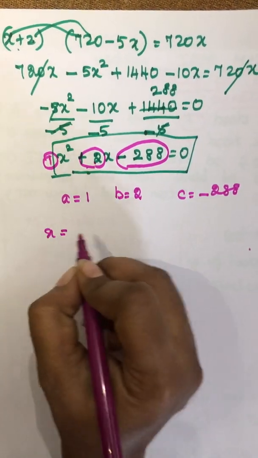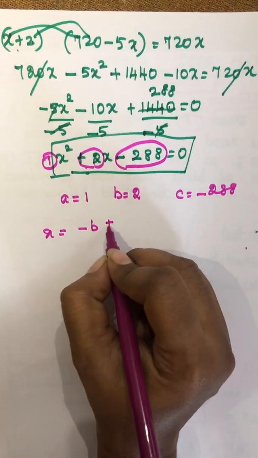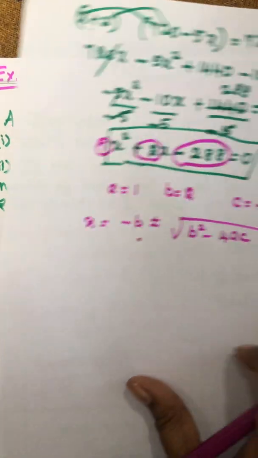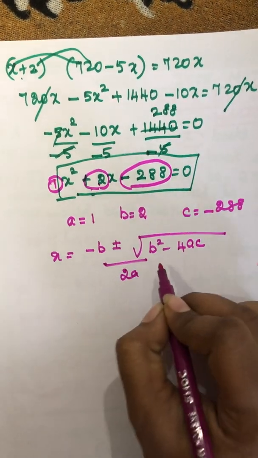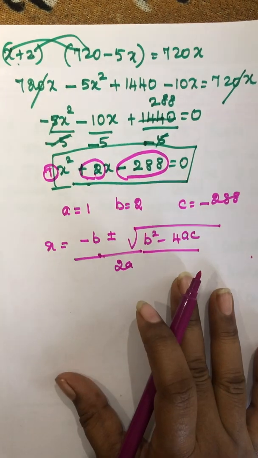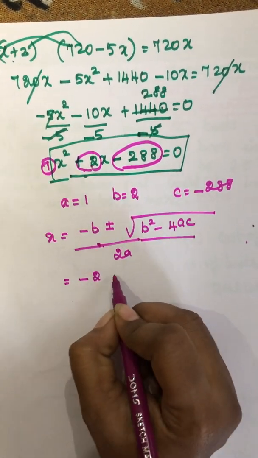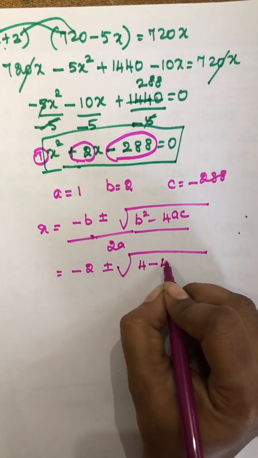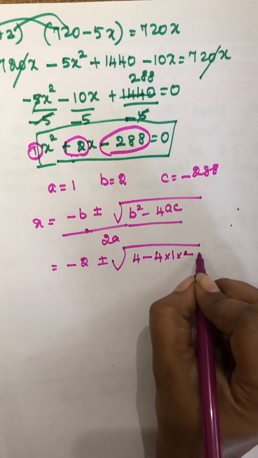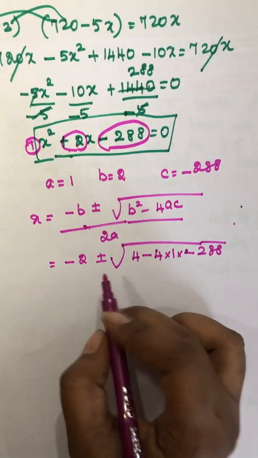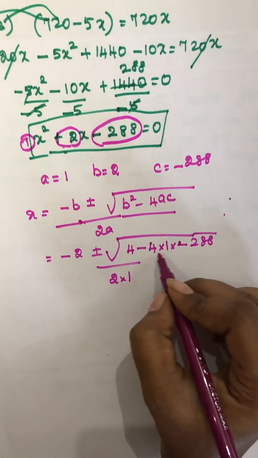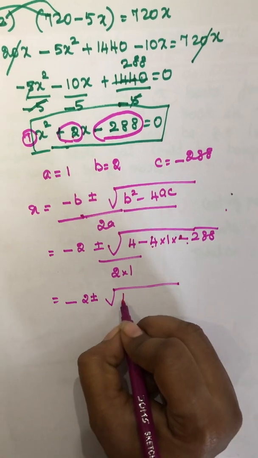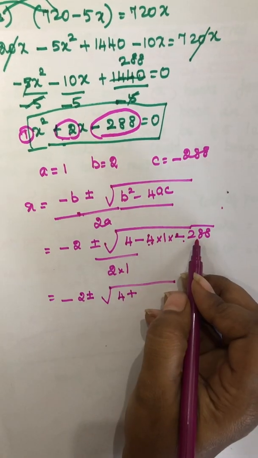So what is our formula to find the value of x? Minus b plus or minus root of b square minus 4ac, by 2a. Okay, so now substitute the values. This is minus 2 plus or minus root of b square, that is 4, minus 4ac. See, again it is minus, so 288. Okay, by 2a, so 2 into 1. So multiplying this, minus 2 plus or minus root of 4 plus 4 into 288.